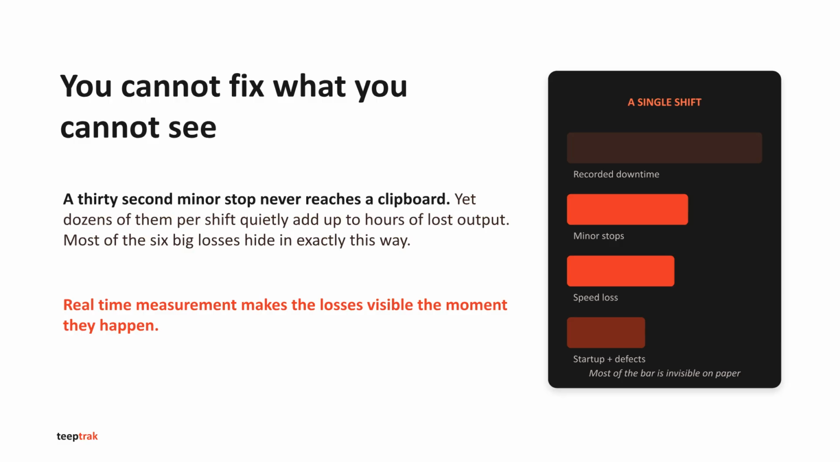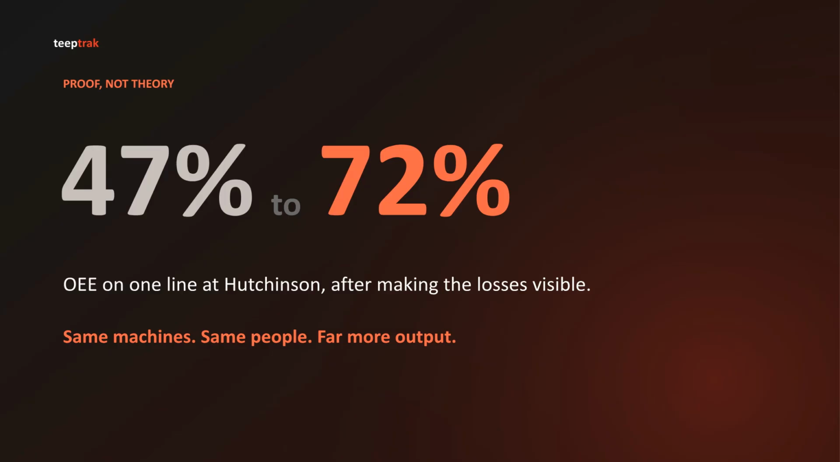Many of these losses, such as frequent 30-second minor stops, are invisible on manual clipboards. By using real-time measurement, you can make these hidden losses visible the moment they occur, allowing you to actually fix the issues draining your productivity. This approach is proven. For example, one line at Hutchinson improved from 47% to 72% OEE simply by making those losses visible. They achieved much higher output with the same people and machines.